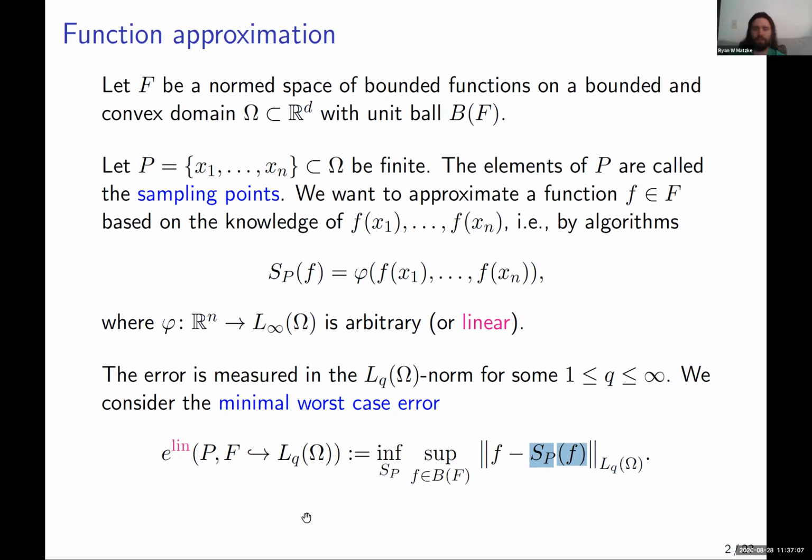Sorry, if I can quickly ask, just to make sure I understand the terminology. When you're saying algorithms, the algorithms are maps from a function to a function, right? Yes. Okay, thank you. Yeah, so the algorithm goes from the function space F to the space of bounded functions L infinity. And it's of this form that first you take the mapping which computes the function values, and then you take some arbitrary mapping which goes back from R^n to the L infinity. So these are the allowed algorithms.